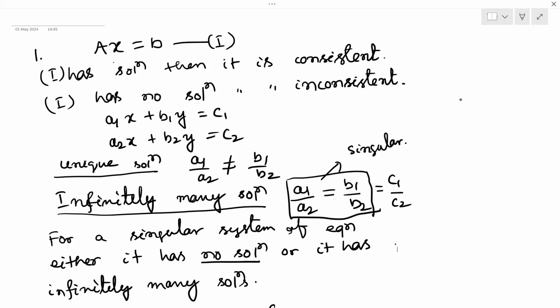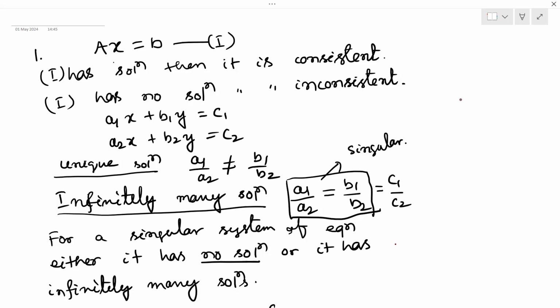So here we have a system of equations Ax = b. If it has a solution, then it is said to be consistent. If it has no solution, it is said to be inconsistent. For a two-unknown system of equations, a1x + b1y = c1, a2x + b2y = c2.